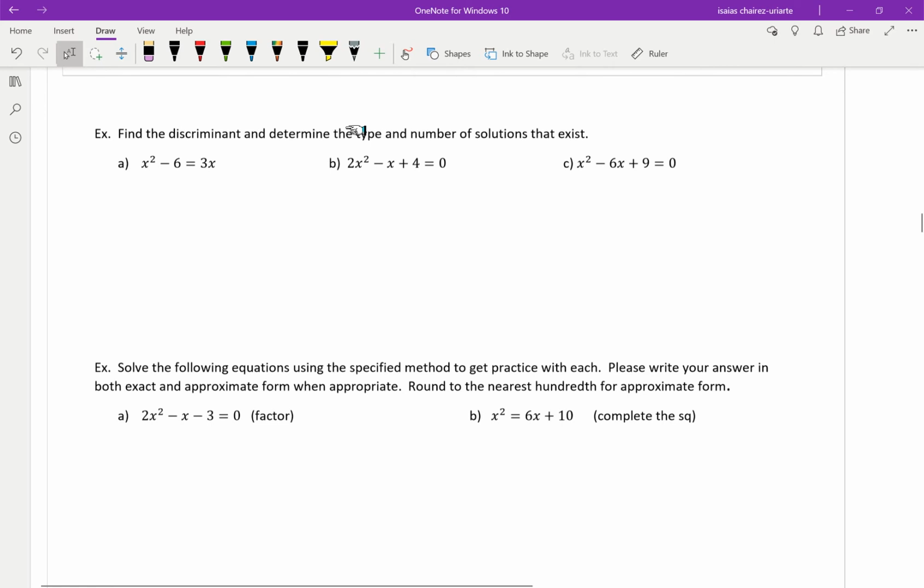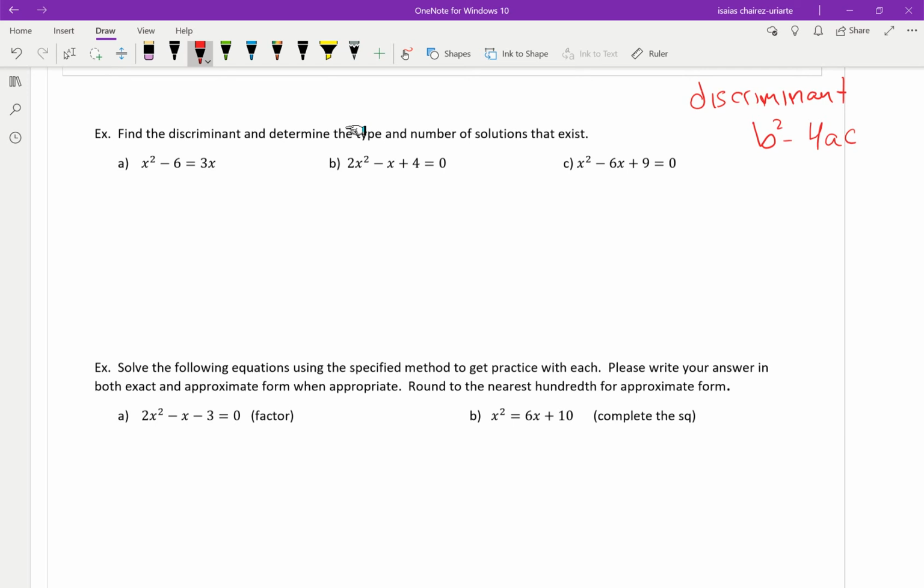And remember, the discriminant is b squared minus 4ac. Okay, so pause the video, take a couple of minutes, see what the discriminant has to say about these equations. Okay, so hopefully you already know what types of solutions and how many solutions each one of these equations has. So let me get going here.